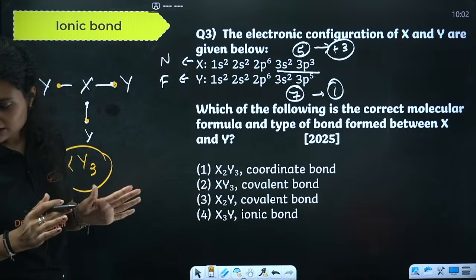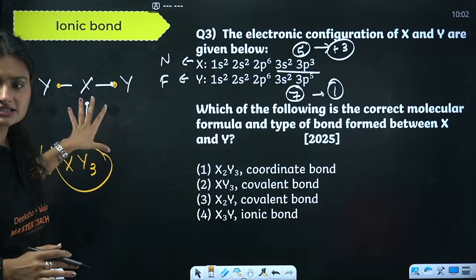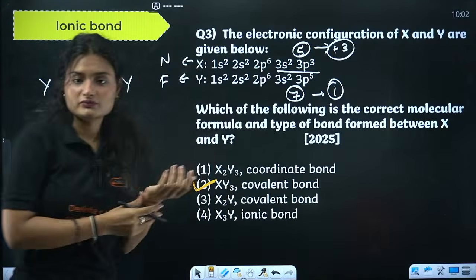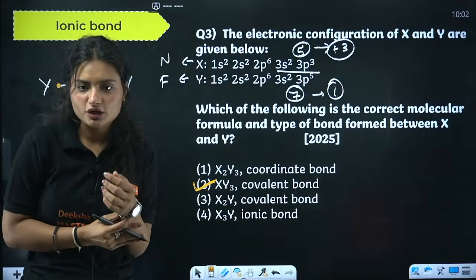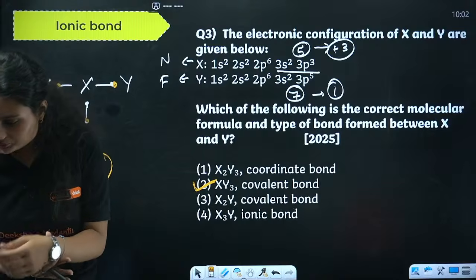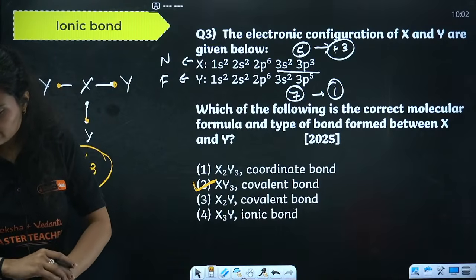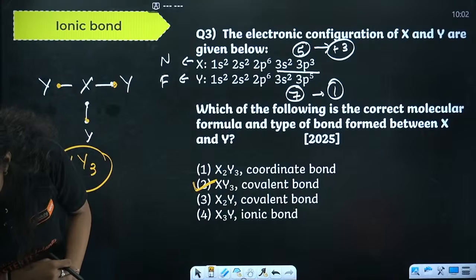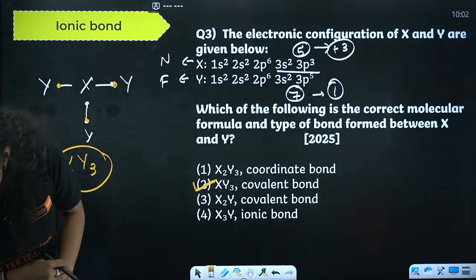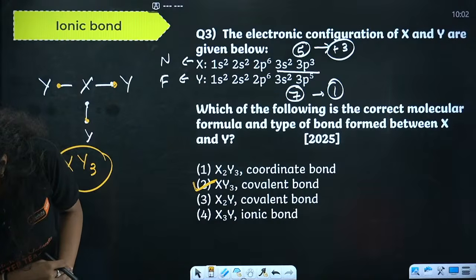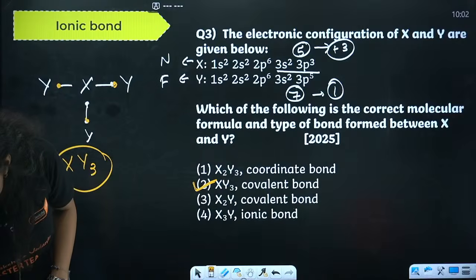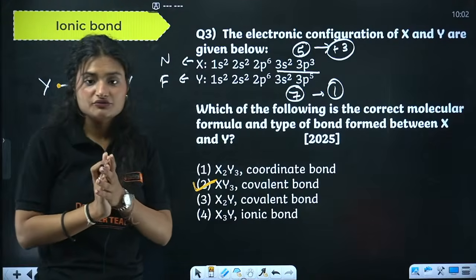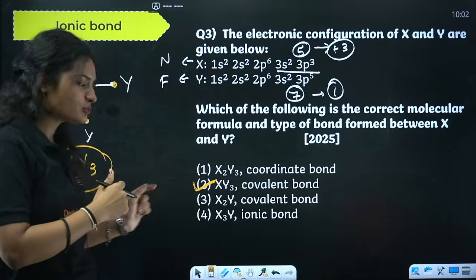Yes, so everyone is answering. And what is the kind of bond? This is a covalent bond. The kind of bond that is formed is a covalent bond, right? Bond formed by sharing of electrons. Okay, yes, clear. Everyone answered correctly, all of you. Okay, let's move on to the next question.